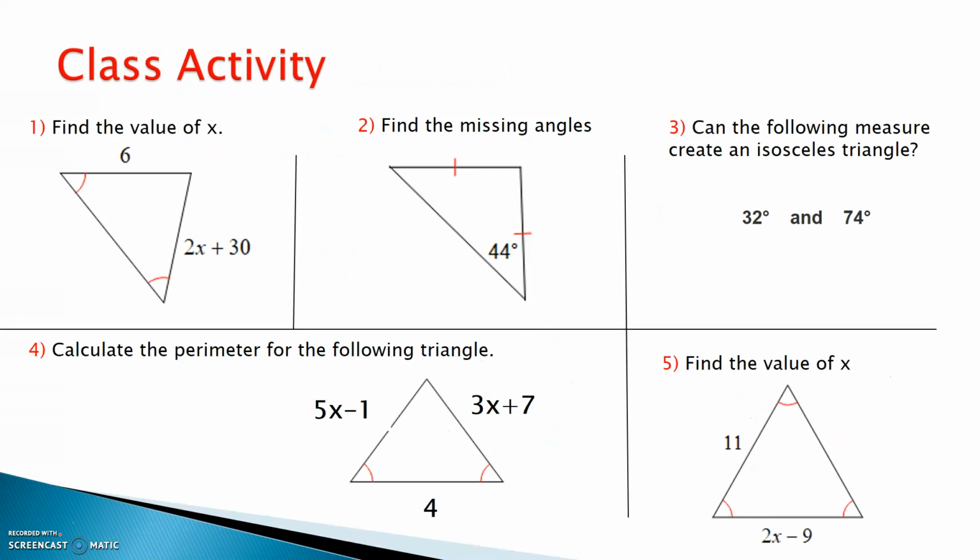All right, guys, here you have it. This is your class activity. Please flip that paper that you have over on the back. You have 5 problems today. Number 1, find the value of x. Number 2, find the missing angle. So I'm looking for this piece here and this piece here. Number 3, can the following measures create an isosceles triangle? So can you actually create one based off of these values? Number 4, calculate the perimeter. That was like the last example we just did. And then lastly, find the value of x.